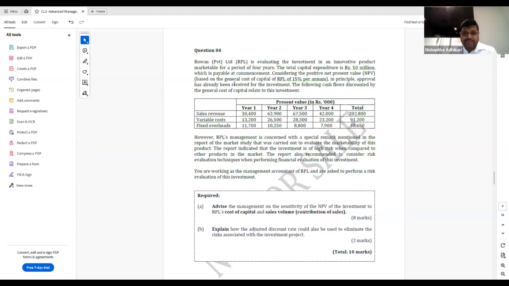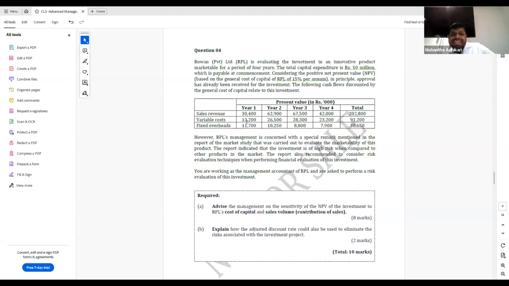In principle, approval has already been received for the investment. The following cash flows are discounted by the general cost of capital related to this investment. Right, okay. Sales revenue, variable cost, and fixed overhead are also given. Right. However, RPL's management is concerned with a special remark mentioned in the report of the market study that was carried out to evaluate the marketability of this product.